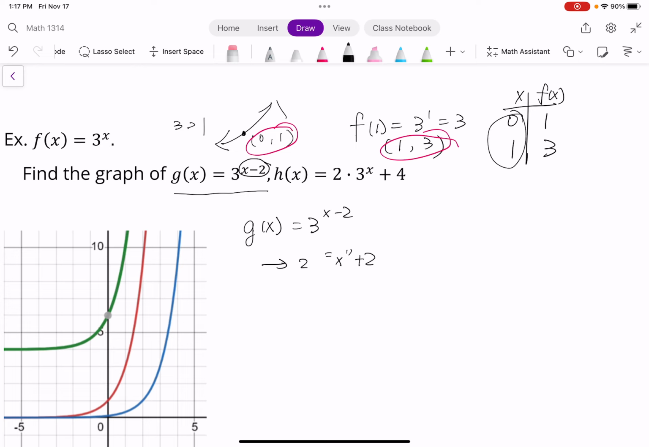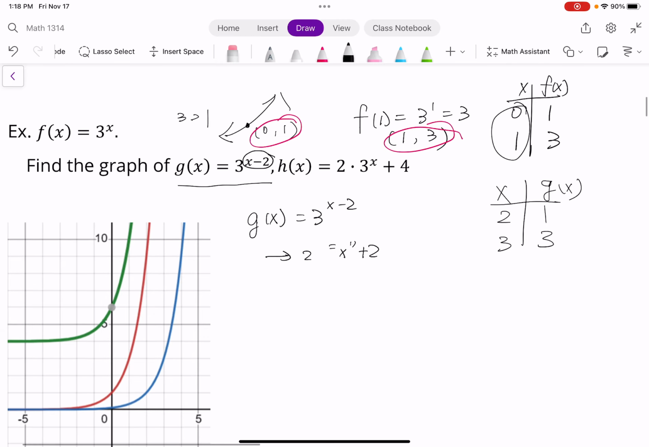So based on these two x values plus 2, I'm getting a new graph for g of x: adding 2 to the x, the key points are (2, 1) and (3, 3). Okay, the blue curve is the g of x. So without any computation, I will say h of x is the green curve, but we can also prove it.